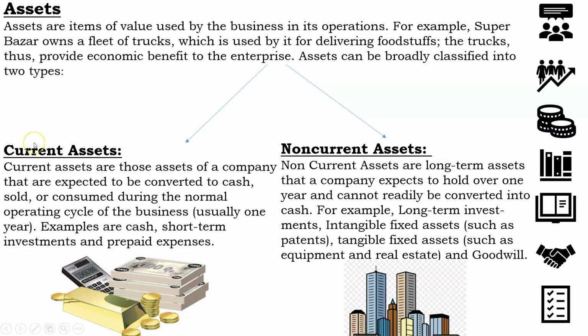Here the example is cash itself. Cash is always in money form, so it is a current asset. And short-term investments. What are short-term investments? Anything we have made an investment in, but we can go to the bank and convert it into money. We can just drop that investment, or we can get it into money. We have gold, and it is also an investment, and we sell it and we get money for it. These are all examples of current assets.